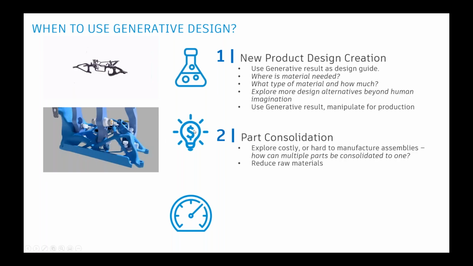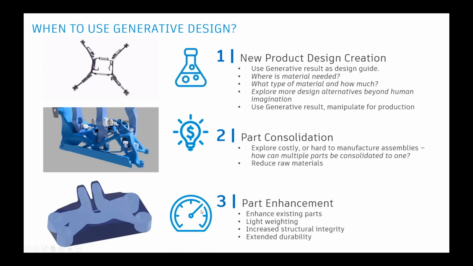It can also be utilized for part consolidation, like we saw with the GM seatbelt bracket, right? So you might just want to take some existing assembly, which might be costly or hard to manufacture currently, and figure out, how can we make this out of a single component, and all the cost savings that come along with reducing an assembly or the amount of parts that are in an assembly.